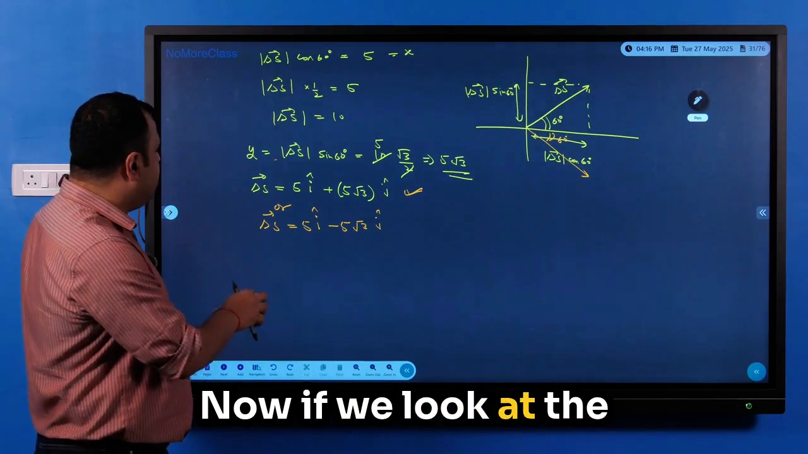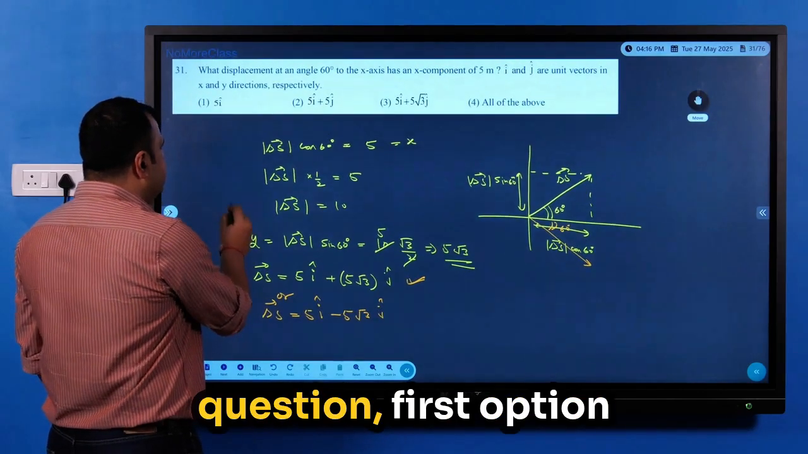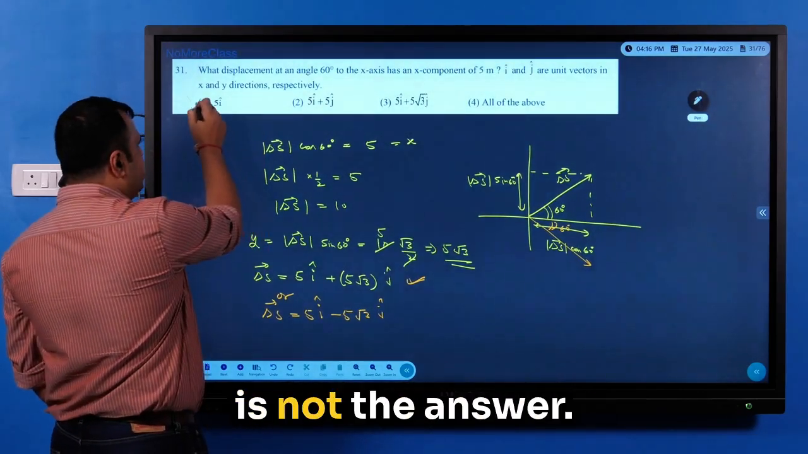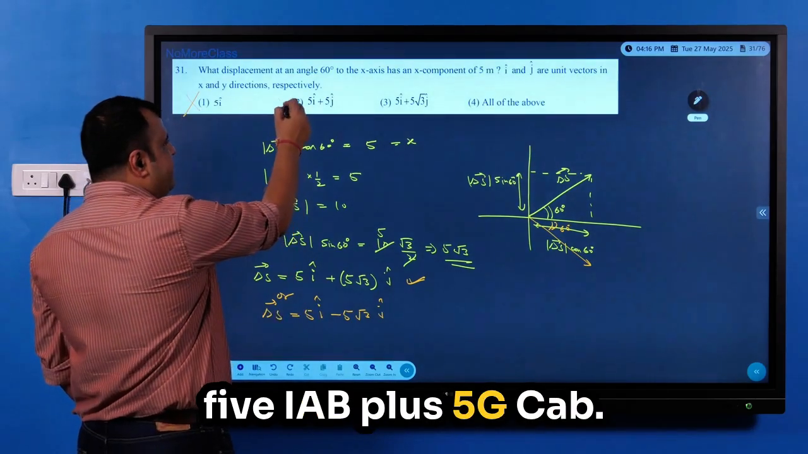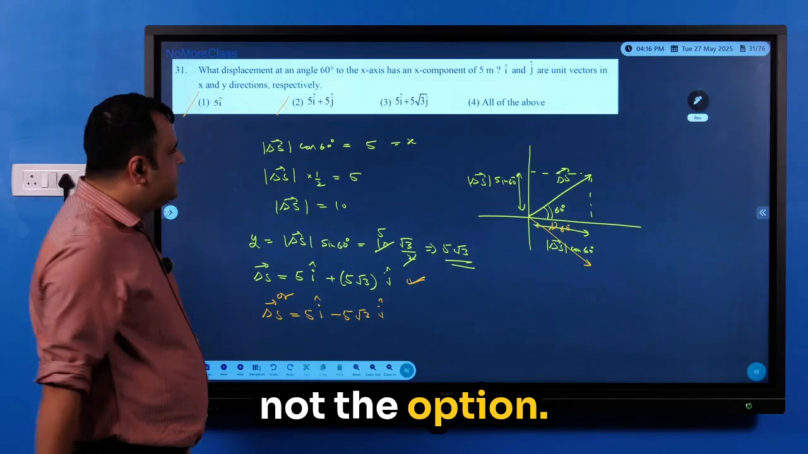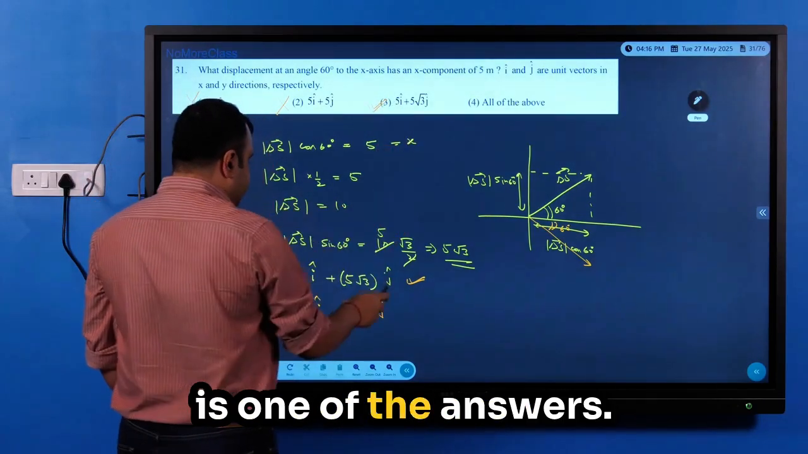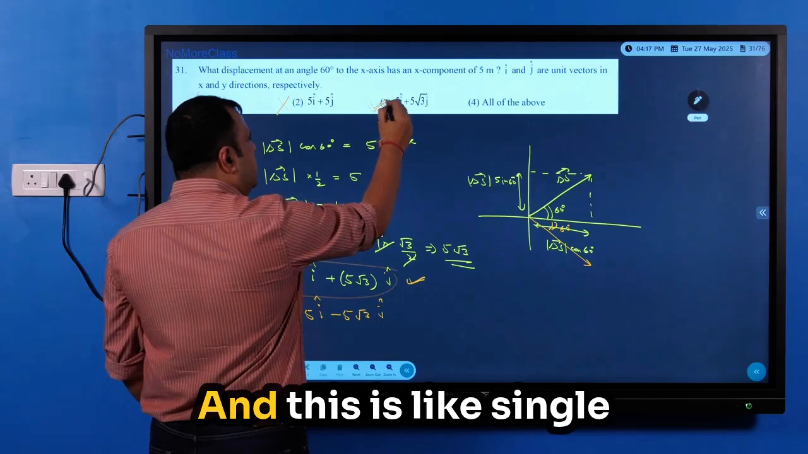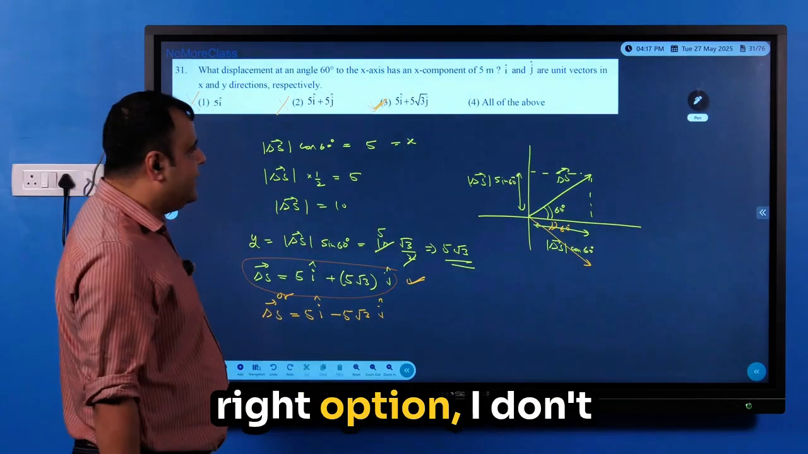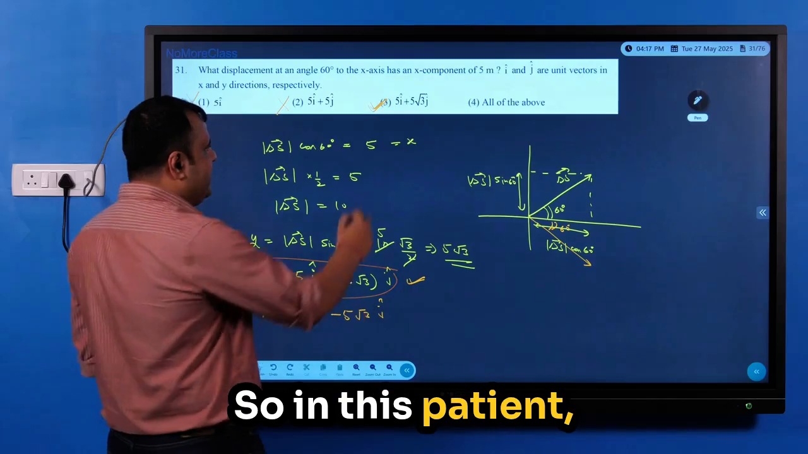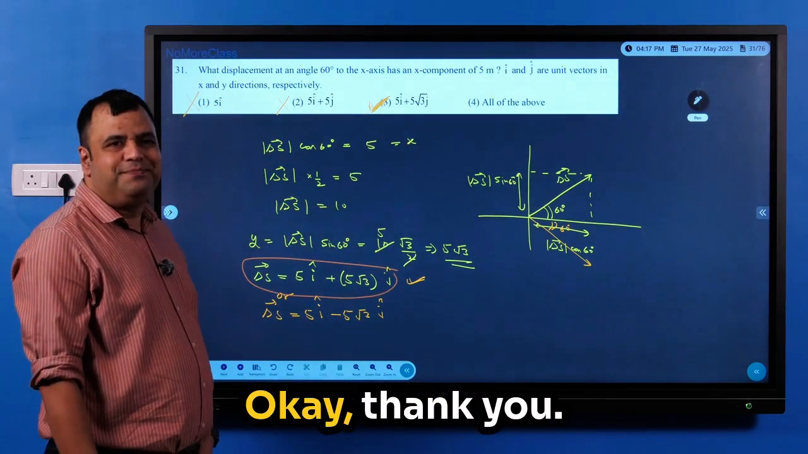Now, if we look at the options given in the question, the first option is 5 i cap, which is not the answer. The second option is 5 i cap plus 5 j cap, that is also not the option. And the third option is 5 i cap plus 5 root 3 j cap, which is one of the answers. This is a single option correct question, so once I get the one right option, I don't have to go further. So in this question, the right option is option 3. Okay, thank you.